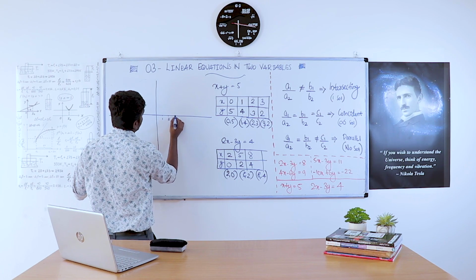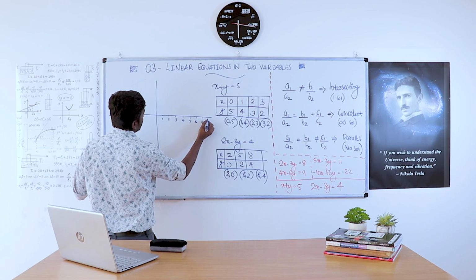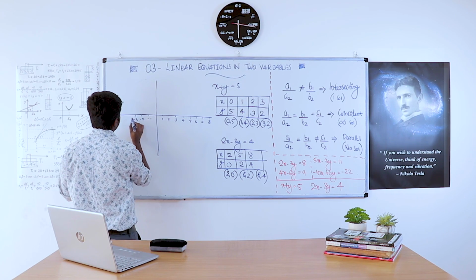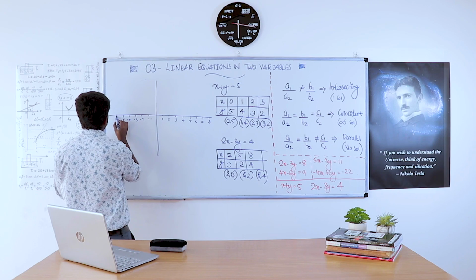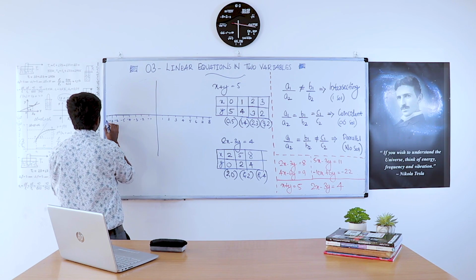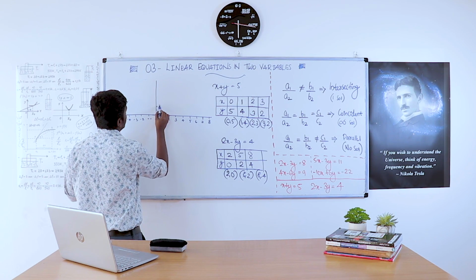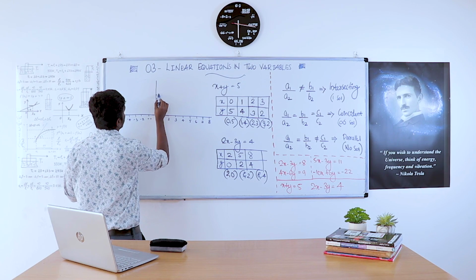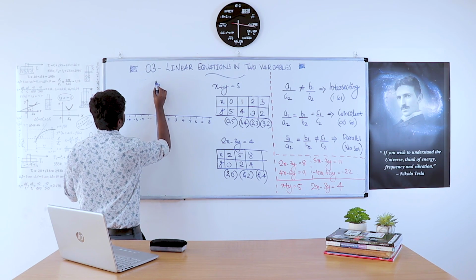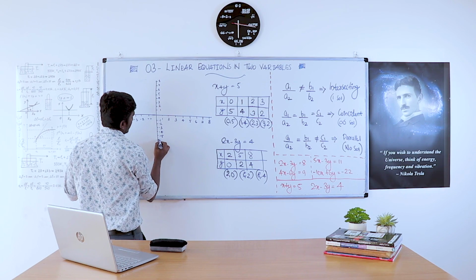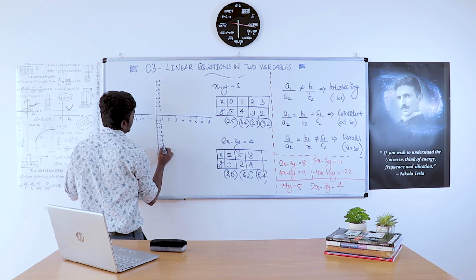1, 2, 3, 4, 5, 6, 7, 8. Here also -1, -2, -3, -4, -5, -6, -7, -8. Here 1, 2, 3, 4, 5, 6, 7, 8. -1, -2, -3, -4, -5, -6, -7, -8.